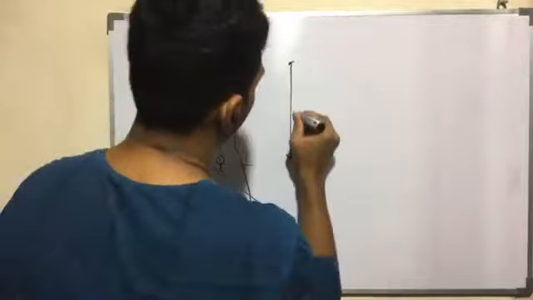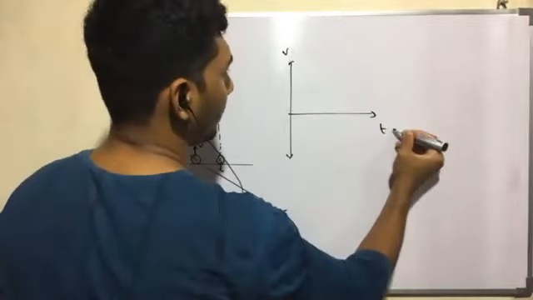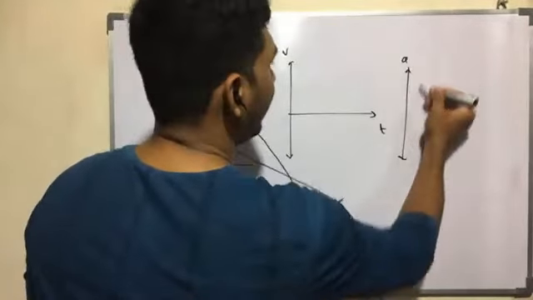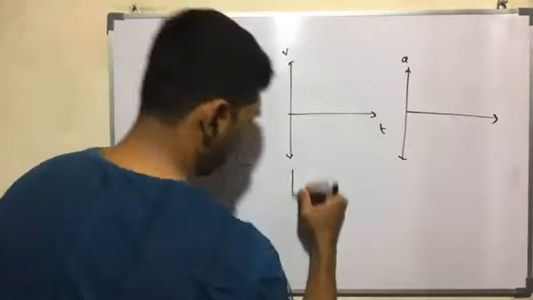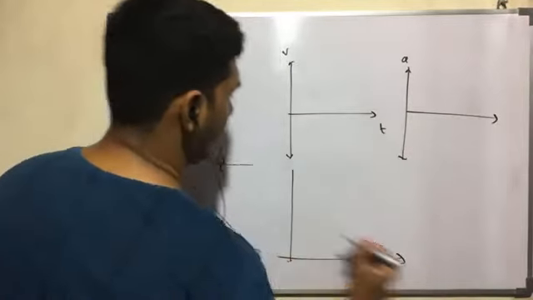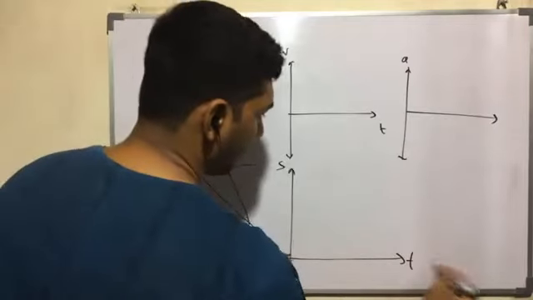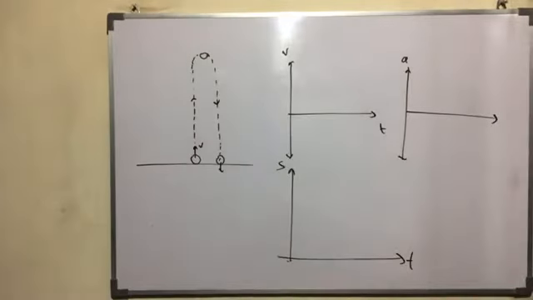So now, can you draw me the VT graph, the AT graph, the acceleration time graph, and also the ST graph? Fine. One minute time.